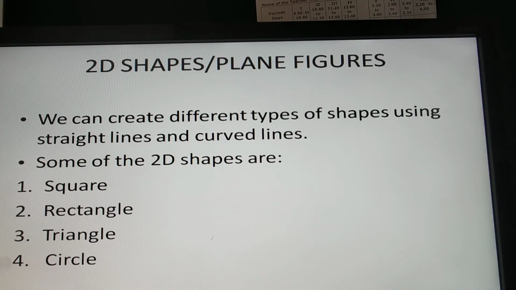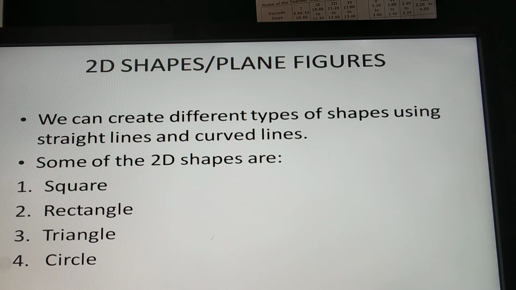Next, we are going to discuss 2D shapes, which are also known as plane figures. So, plane figures we can also call 2D shapes. First point, we can create different types of shapes using straight lines and curved lines. I hope children, in your previous class, that is 2nd standard, you learnt about straight lines and curved lines. So we use these straight lines and curved lines to make shapes, that is, to create the shapes.